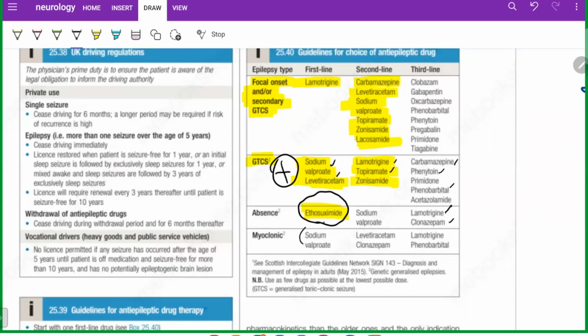Myoclonic, again you go for sodium valproate. So second line is levetiracetam, clonazepam. Third line is going to be lamotrigine and phenobarbital.